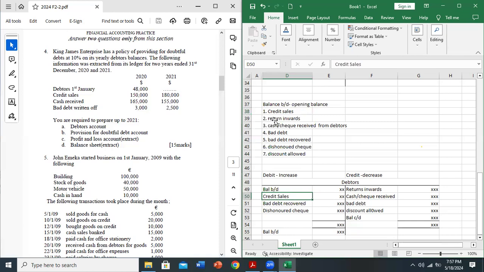Returning was, the person is bringing back some of the goods. Imagine if we sold to somebody for 20,000 cedis and the person has returned 5,000 of the goods, then the debt is going to reduce from 20 to 15. That is why returning is credited here. So Kenneth, are you getting it? These are general things that affect the debtors. When you are given a question, you only pay attention to the items given. So if there's no dishonored check here, I don't expect you to put it in your debtors account when you are solving this question. Is that okay?